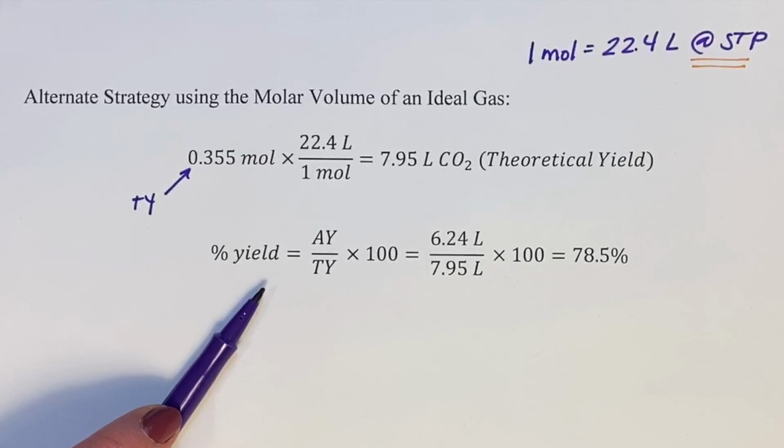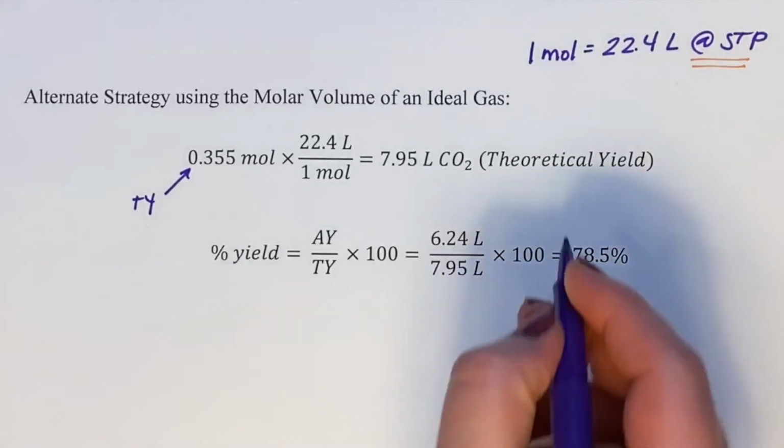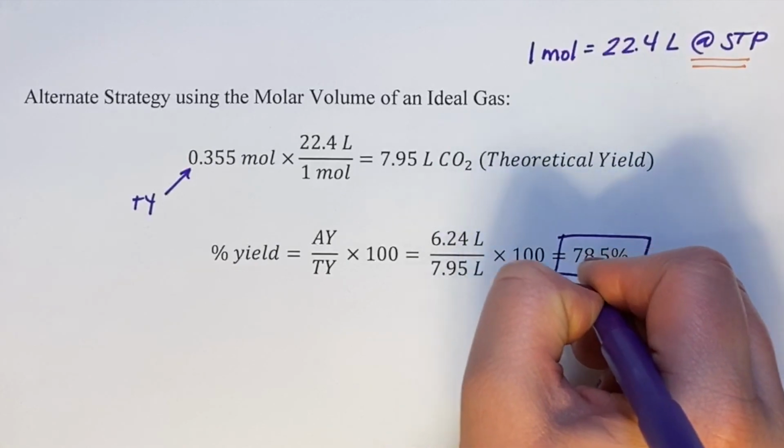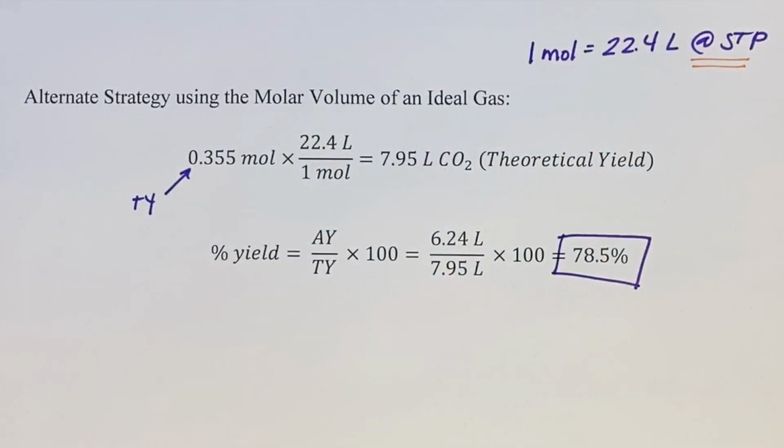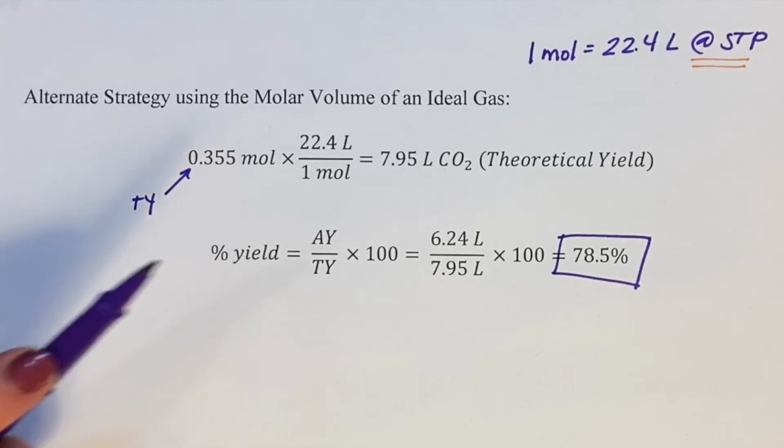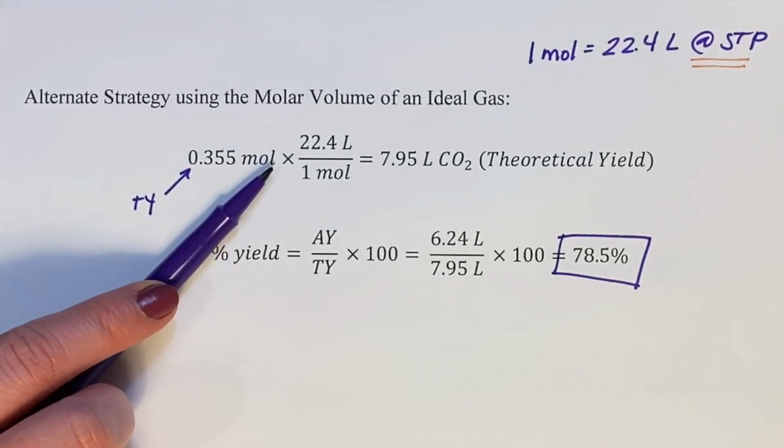If we use that information to calculate our percent yield, we're going to take our actual yield divided by our theoretical yield times 100, and when we do that, we get a final percent yield of 78.5% in this problem. So anytime we have a gas at STP, we can use this 22.4 liters per 1 mole as a conversion factor to help simplify some of our calculations.